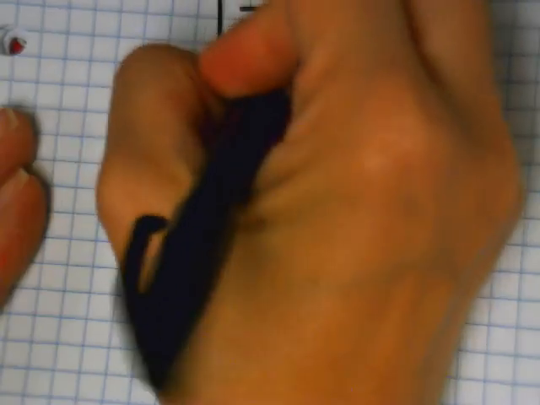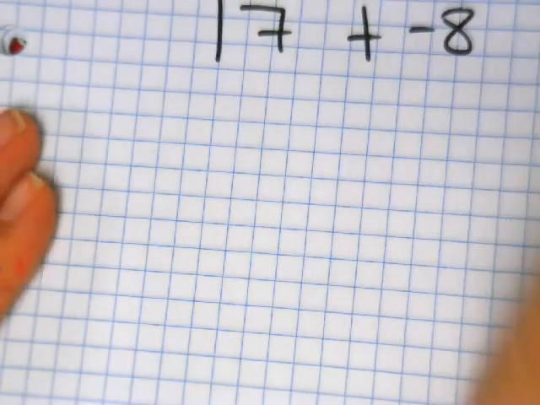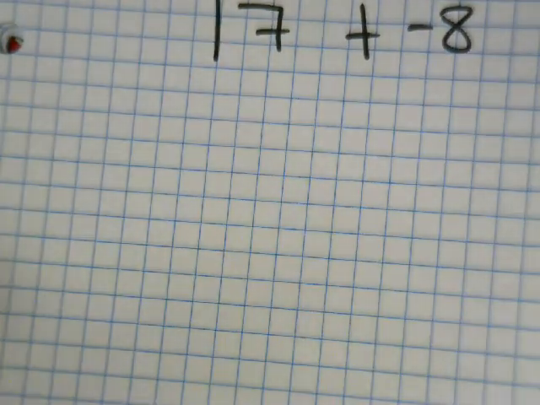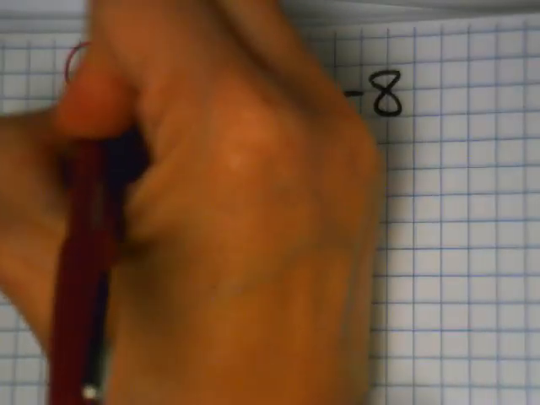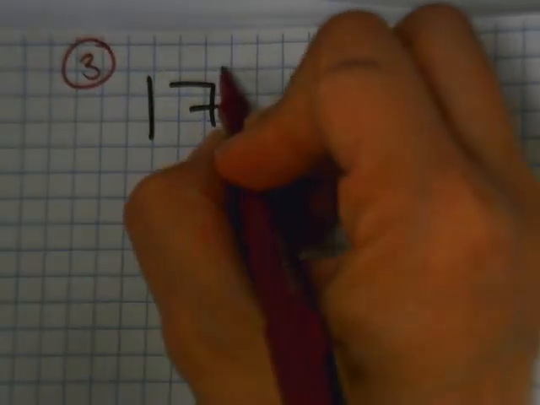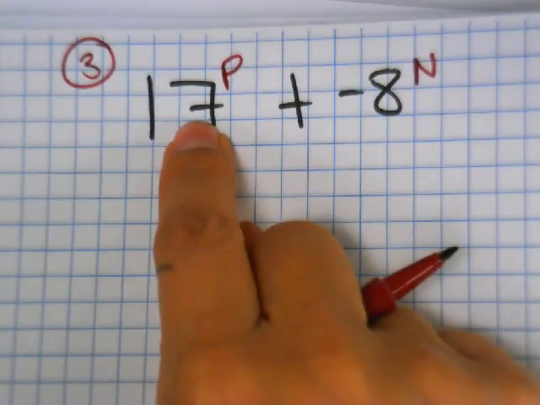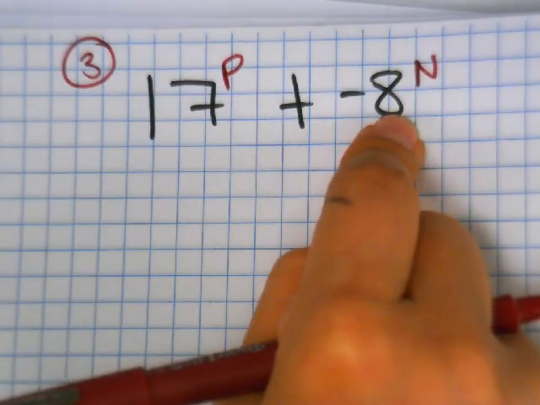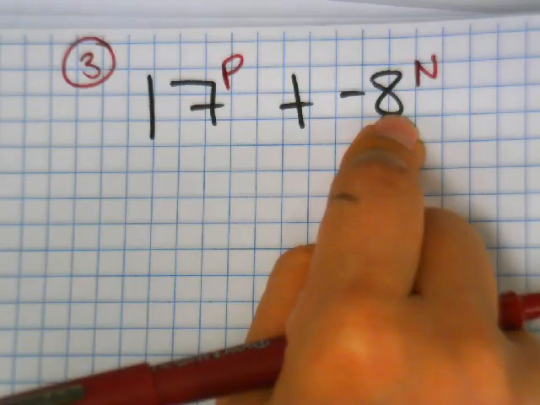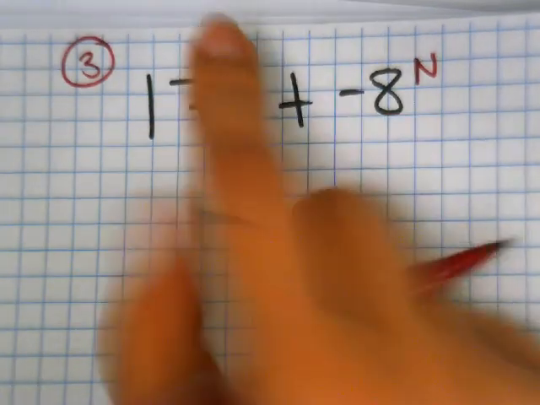So this is what your 6th grade teacher probably showed you. 17 plus negative 8. This is number 3. This is a positive. This is a negative. Andrew, write this down. So am I going to add or am I going to subtract? Subtract. Good.